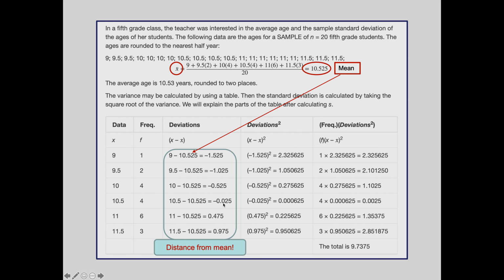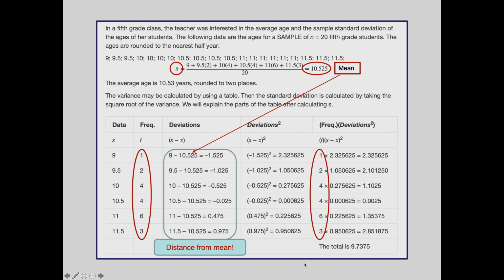Notice what happens here. By squaring, I no longer have a negative. Okay? And then same thing here, 0.475. We square it, but we multiply it by 6 because there are 6 that have 11. And then there are 3 11.5s, so I multiply by 3. And that gives me all of these decimals on the right. I add them up, and I get 9.7375. Well, what do I have to do with the 9.7375? I got to use that formula. Notice the frequencies match. Whatever the frequency is here, 1, 2, 4, 4, 6, 3, is what I multiply by here, 1, 2, 4, 4, 6, 3.